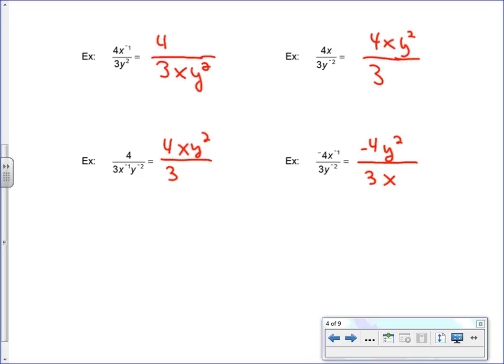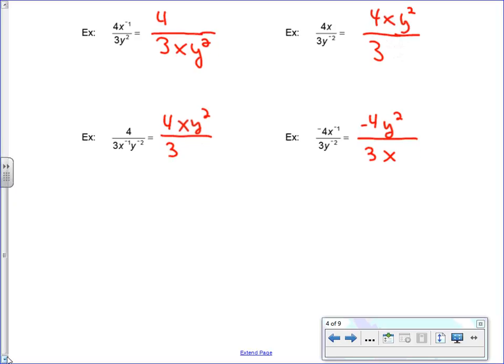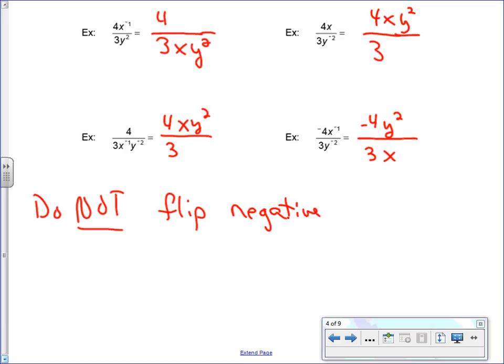So one thing I want you to write at the bottom of the page here is do not, if I say flip, y'all will know what that means, negative coefficients. You only flip things if they have negative exponents. So note to yourself, do not flip the negative coefficients.